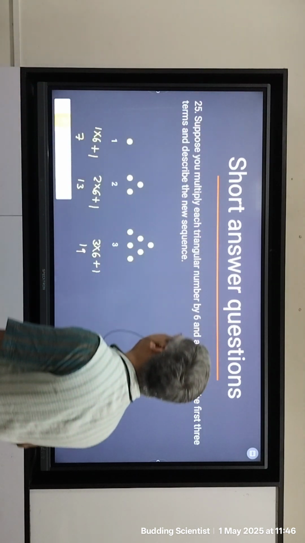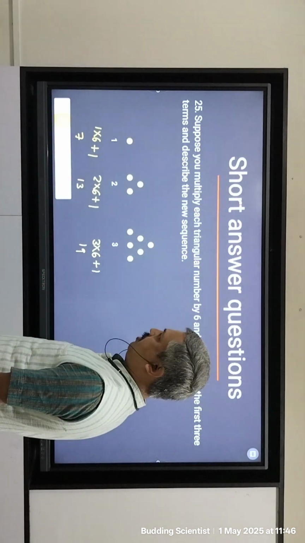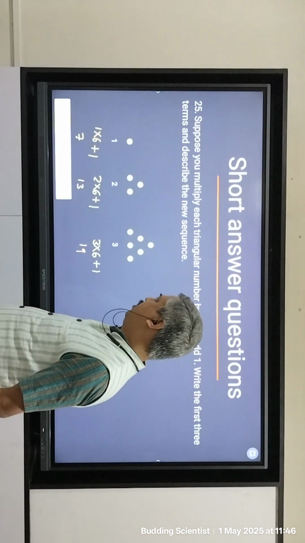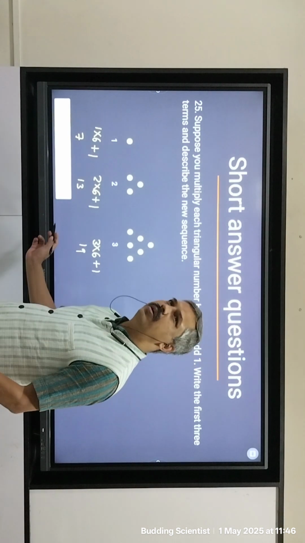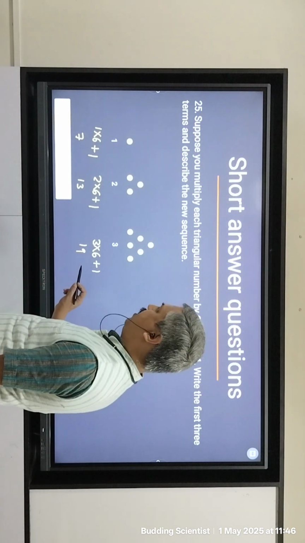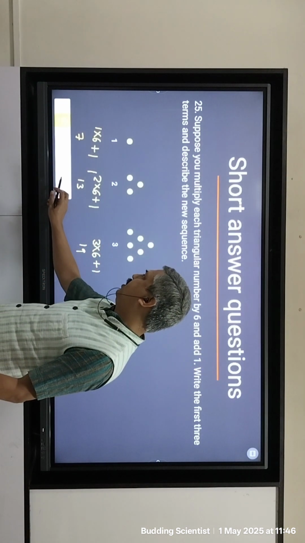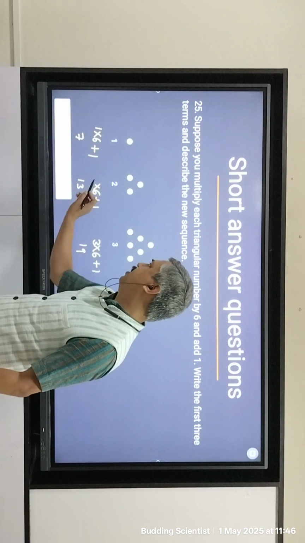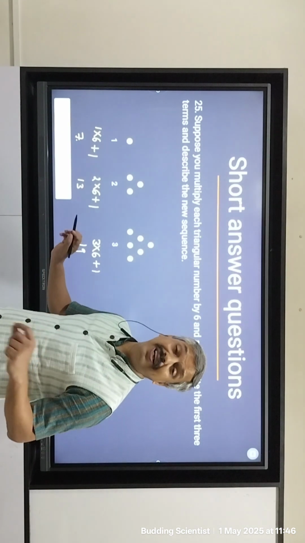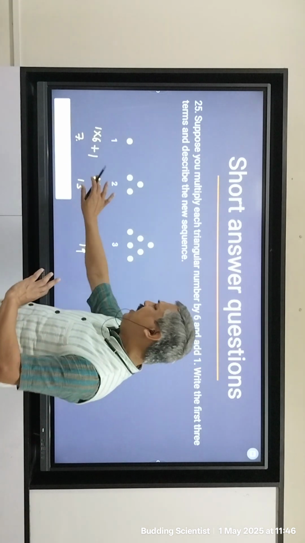Suppose you multiply each triangular number by 6 and add 1. Write the first 3 terms. Yeah, 7, 13 and 19. Good. Yeah, that's fine then. This number is strange, maybe the question wasn't expecting this. But this 7 and 19 are also a part of the hexagonal series, a sequence of hexagonal numbers. But 13 is not there. But okay, I think this is fine.